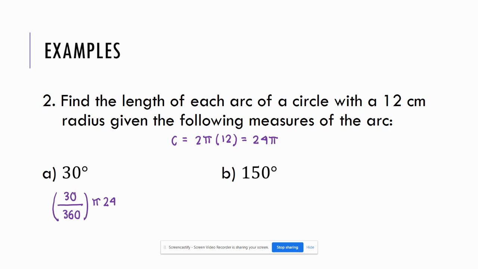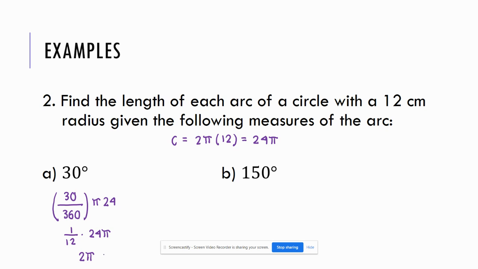So just type in the numbers, leave pi at the very end. Otherwise, if you want to think about it without using a calculator, we can just simplify down that fraction first. 30 over 360 really reduces down to a 12th. And if I'm multiplying that by 24 pi, well, a 12th of 24 is really going to be 2. So 2 pi is going to end up being the length of the arc.